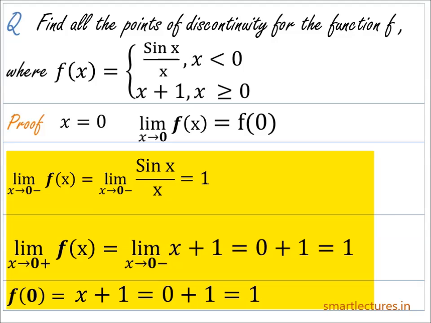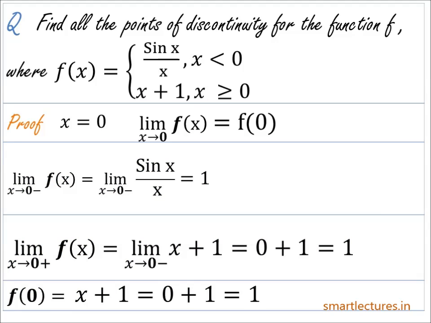So we have proved that for all the three different cases for the values of x, the given function f of x is a continuous function. And that means the given function f of x defined by f of x is equal to sin x upon x, where x is less than 0, and f of x is equal to x plus 1, where x is greater than or equal to 0, is a continuous function for all values of x. And that means there is no point of discontinuity for the given function f of x.